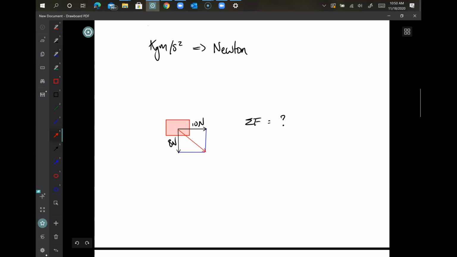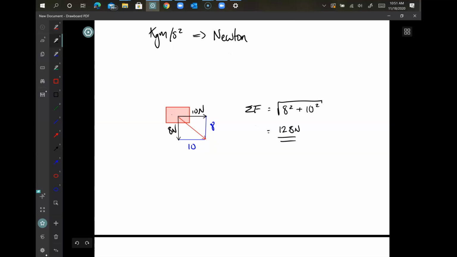And furthermore, if the value of this vertical black arrow is 8, then that must be 8 also. And likewise, if the horizontal black arrow is 10, then that must also be equal to 10. So first step is knowing that the net force is going to be the length of the red arrow, which obviously is going to be 8 squared plus 10 squared, square rooted, which we worked out earlier was, I think, 12.8 newtons.